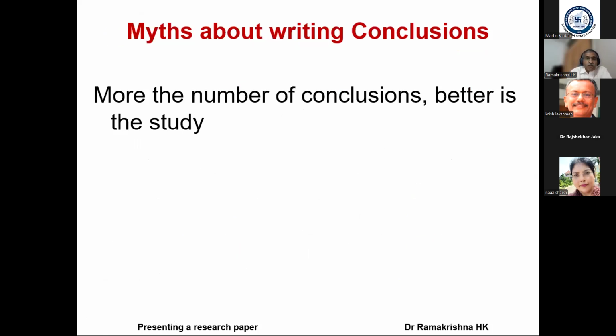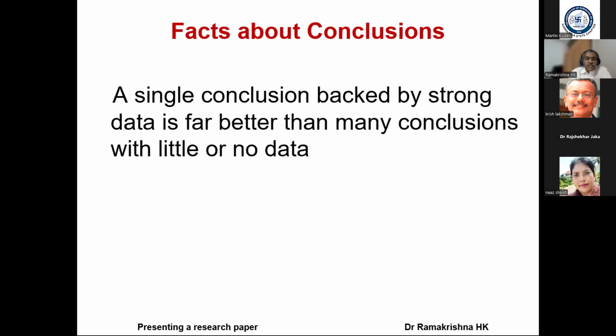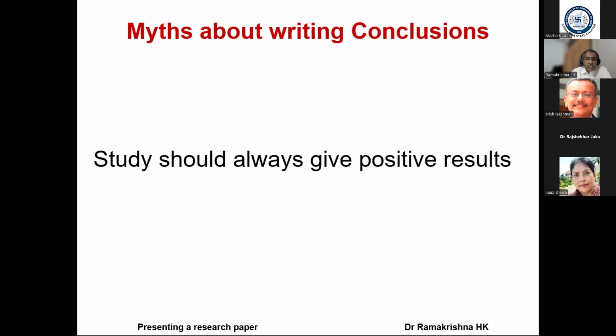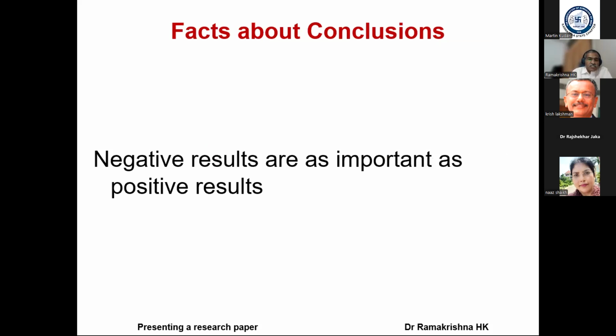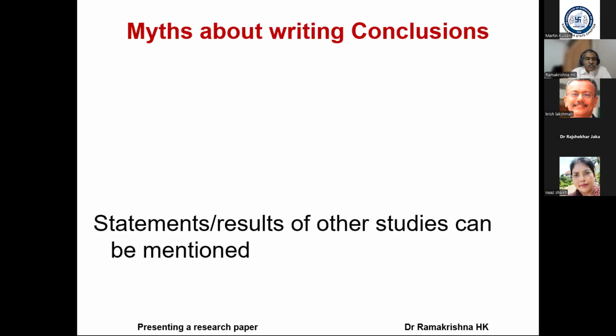There are several myths among the students. They think the more the number of conclusions, the better the study. They think if you give more conclusions, the chance of getting an award is better. It's wrong. The fact is that a single conclusion backed by strong data is far, far better than many conclusions with little or no data. Another myth is that the study should always give positive results. Again, wrong. If you read any of the recent journals, many articles have been published where negative results have been given. So negative results are as important as positive results.